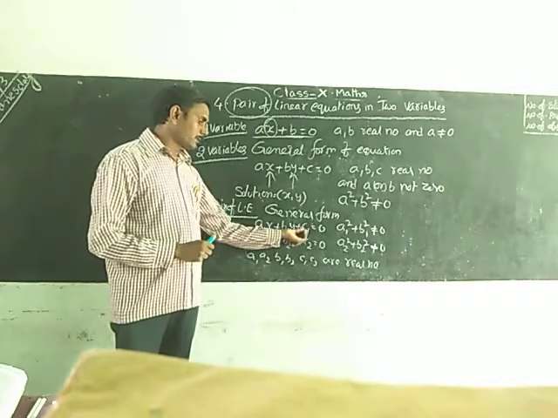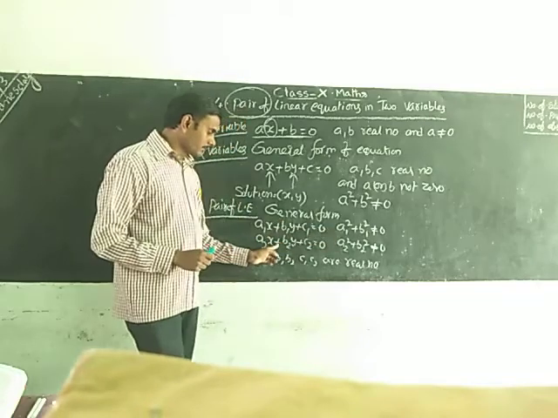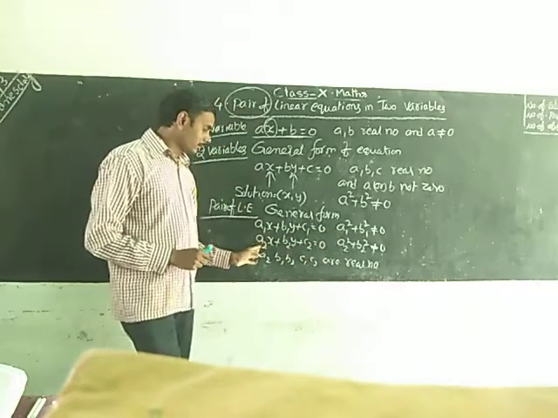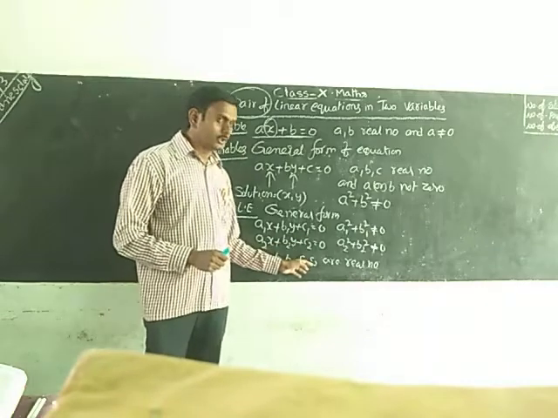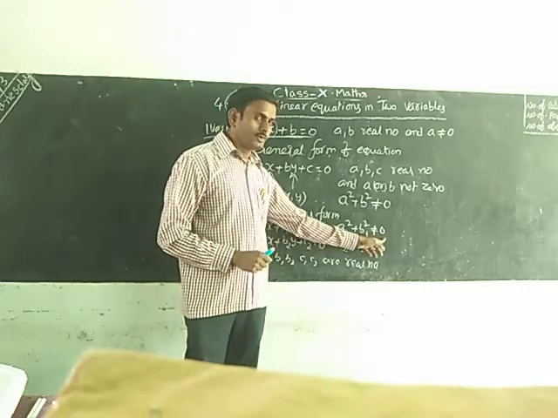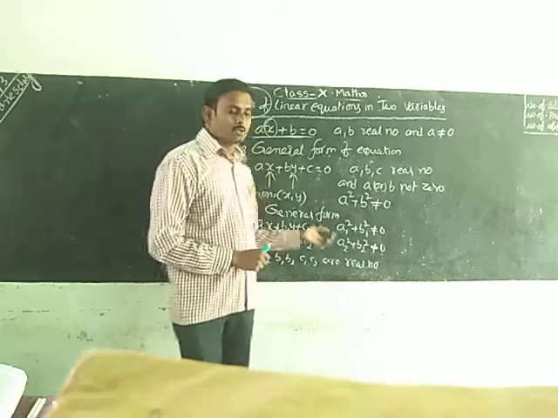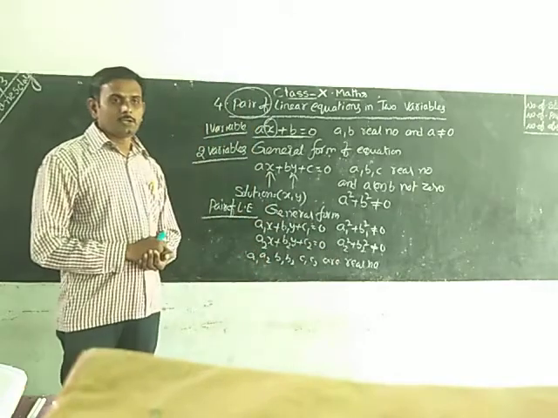Then these two are called the general form of the pair of linear equations: a1x plus b1y plus c1 equal to 0, and a2x plus b2y plus c2 equal to 0, where a1, a2, b1, b2, c1, c2 are real numbers, and a1 square plus b1 square not equal to 0, and a2 square plus b2 square not equal to 0.